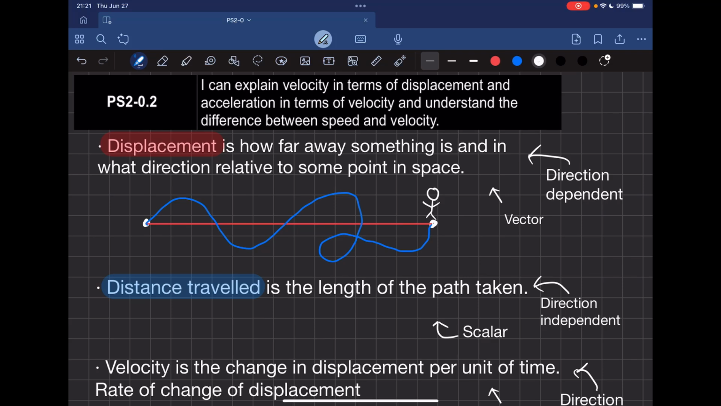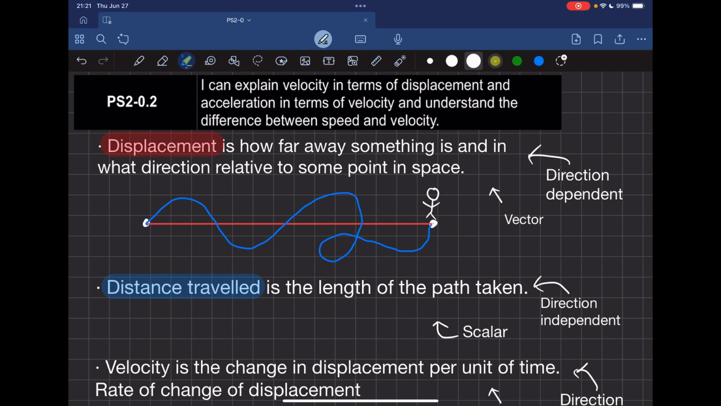The second learning objective in PS2-0, all about kinematics, is a conceptual one. It's more about understanding what displacement, distance traveled, acceleration, velocity, and speed all are. So let's read this together as usual and try to understand what it's saying.